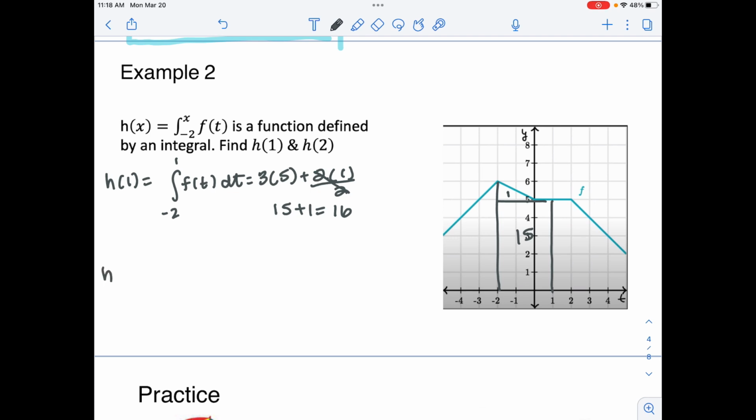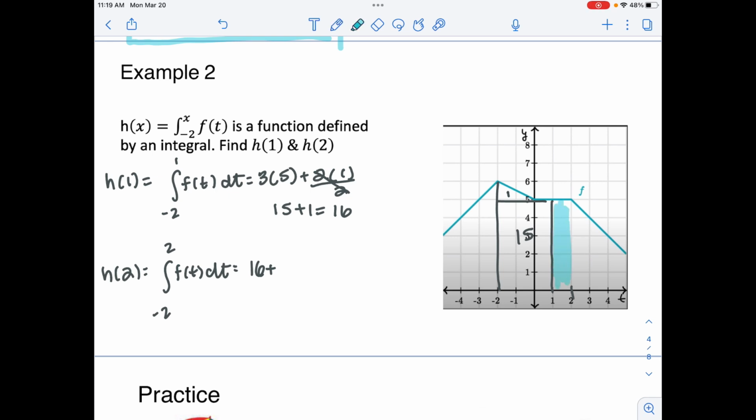Okay, now I'm going to do the last one. You're welcome to try it on your own. So the integral from -2 to 2 of f of t dt. The thing is here, I already know what the area is from -2 to 1, so I'm just going to write down 16. And so I'm really just only adding in this next sliver. I'm going to go all the way to 2, so I'm adding in this next chunk.